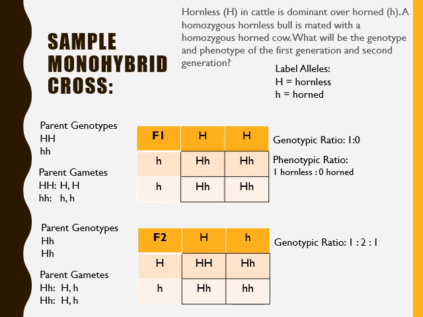If we're counting phenotype, on the other hand, we're counting how many of these are horned versus how many of them are hornless. Well, we know anything with a big H is hornless, so we've got 1, 2, 3 hornless compared to 1 horned. So our phenotypic ratio is 3 hornless to 1 horned.